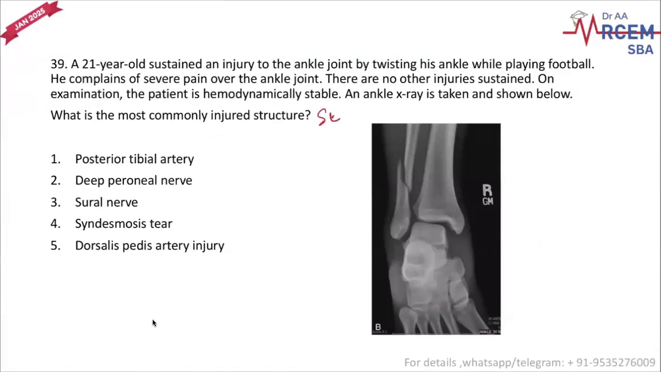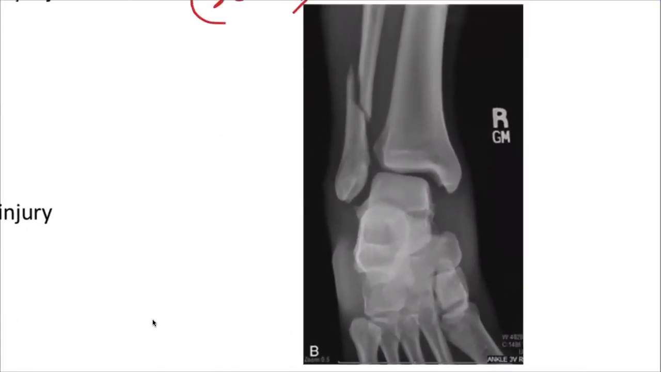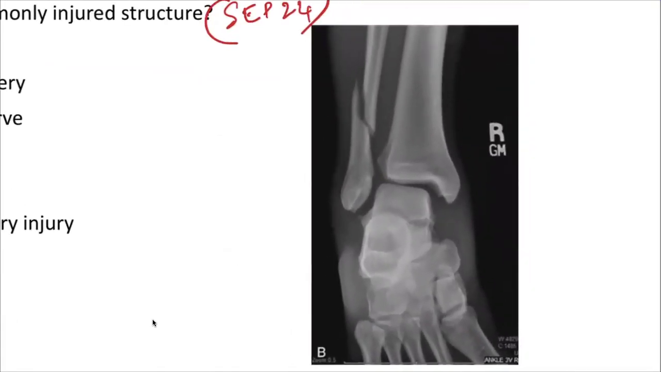This question has appeared in September 24 also, and previously also appeared, and it was a recall question which has appeared again. So what is the most common structure injured, they are asking? What are we seeing here? There is a distal fibular fracture present. There is a dislocation which is present.